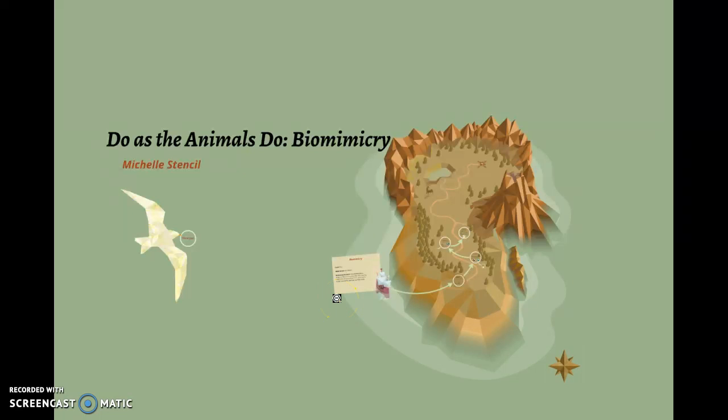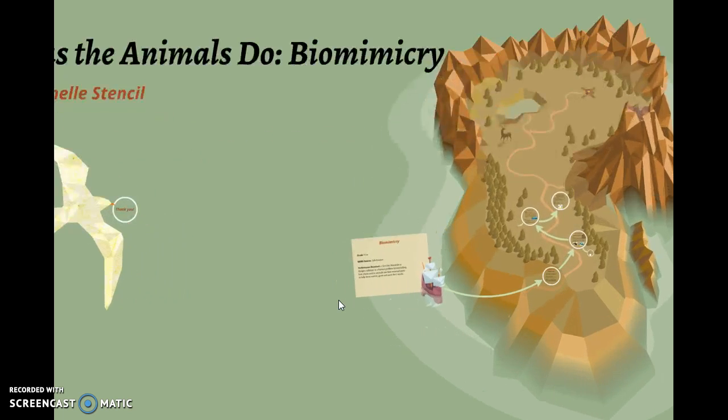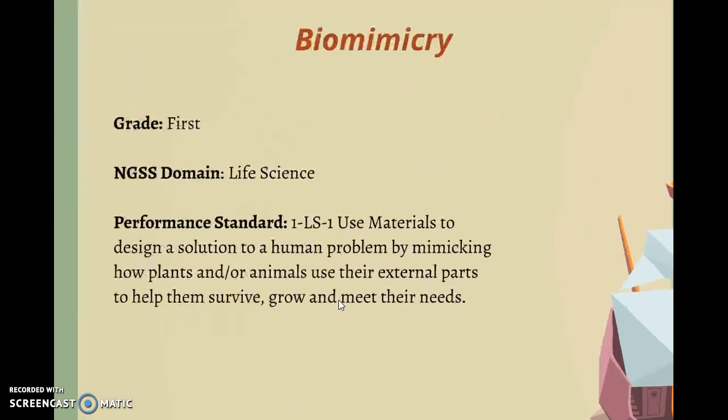The title of today's lesson is Do as the Animals Do, Biomimicry. The standard for today's first grade science lesson comes from the life science domain of the Next Generation Science Standards. The specific performance standard being addressed is 1-LS1: Use materials to design a solution to a human problem by mimicking how plants and/or animals use their external parts to help them survive, grow, and meet their needs.